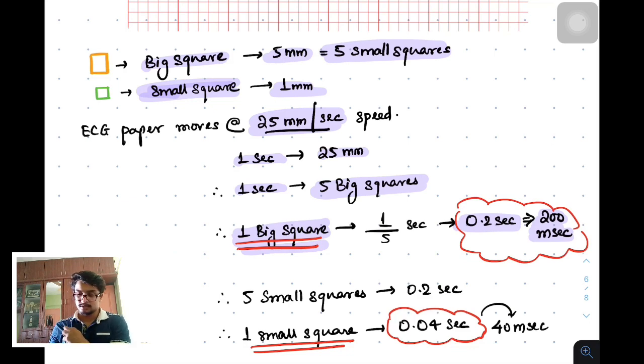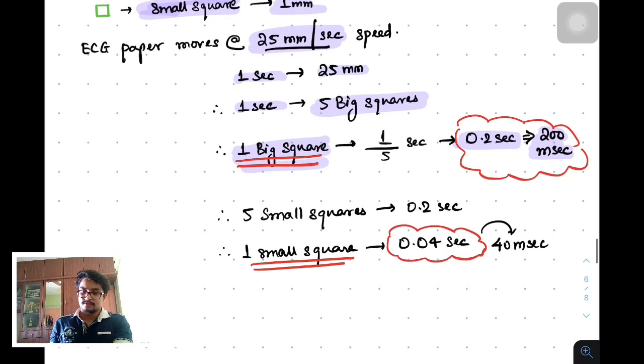Then one big square means 5 small squares. So 5 small squares give 0.2 seconds, so one small square will be 0.04 second, that means 40 milliseconds. So when the ECG needle is moving through a small square, it is moving through 40 milliseconds. That is how it is. So you should remember these two values: one big square is equal to 200 milliseconds and one small square is equal to 40 milliseconds. This is very important.